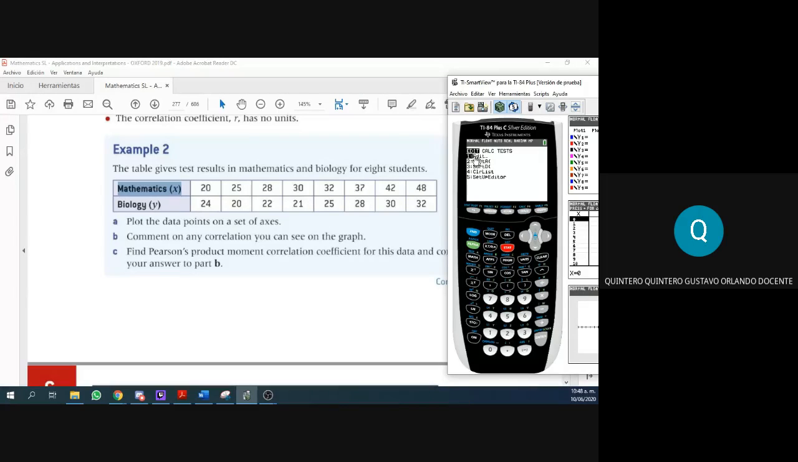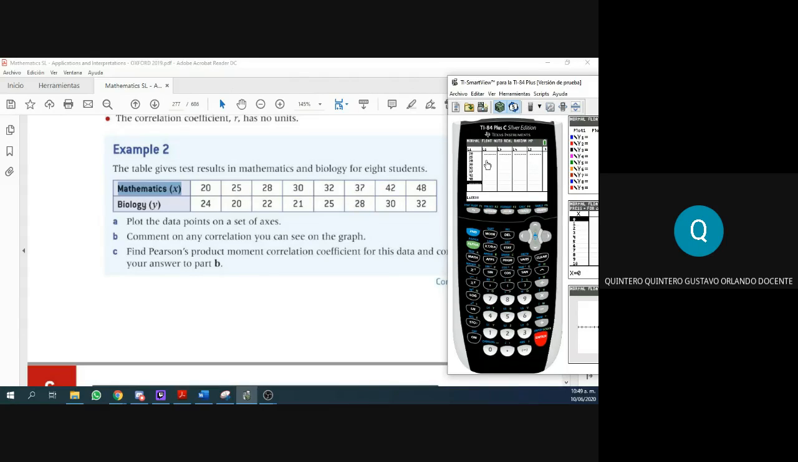So we press edit. All right, we don't want to calculate. We don't want to do tests so far. We want to edit the information. So press enter. All right, now I can continue filling the information. So 28, 30, 32, 37, 42, and 48.